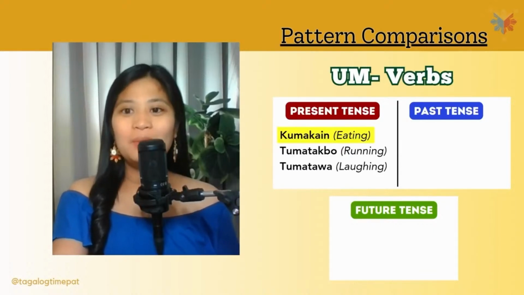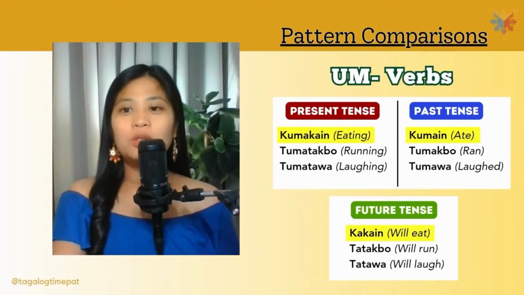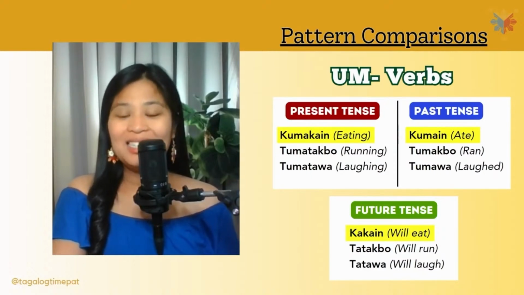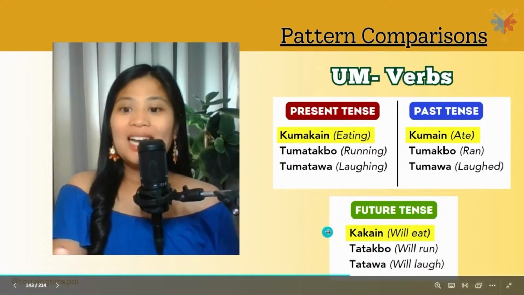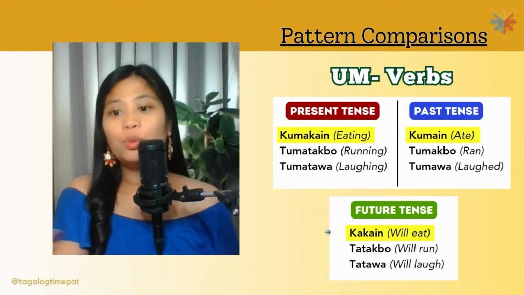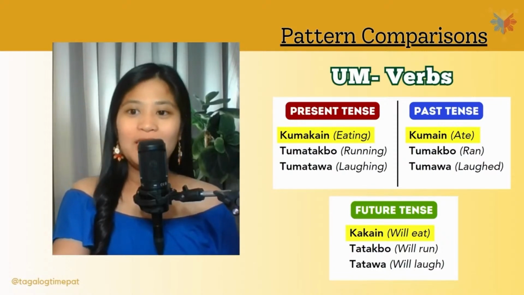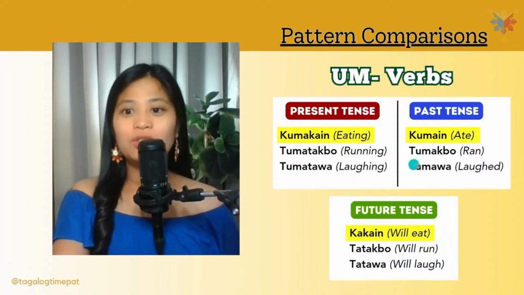So let's go ahead and compare all of the conjugation patterns for um verbs. We'll just take a look at the verb kain here, highlighted in yellow. In the present tense, to eat, it's kumakain. Kumakain ako. I am eating. Kumakain. In the past tense, it's kumain. Kumain ako. I ate. And then in the future tense, it's kakain. Kakain ako. I will eat. So very interesting. All of the conjugation patterns are different for um verbs here.